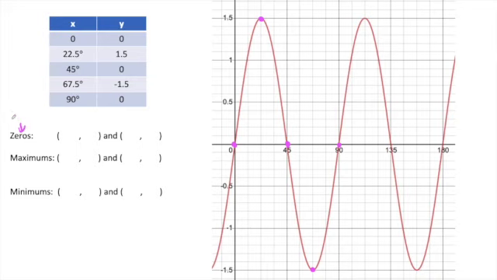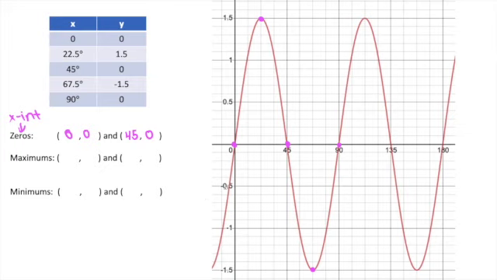Remember, zeros are x-intercepts. So 2 maximum and 2 minimum points. So zeros, it doesn't matter which 2 you state. Your easiest one to state is 0, 0. There's one of your points that goes through. And then another 0 is 45, 0.